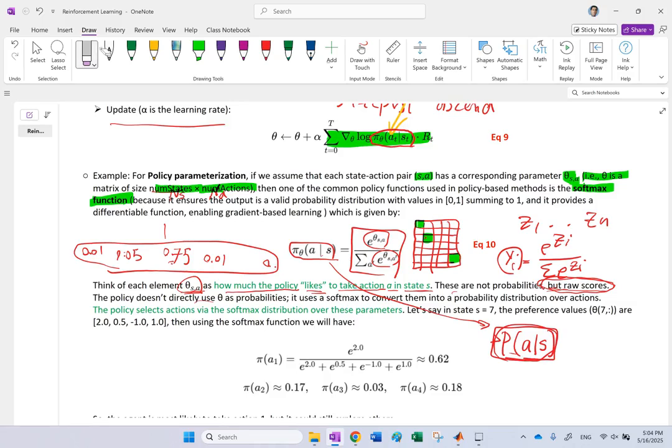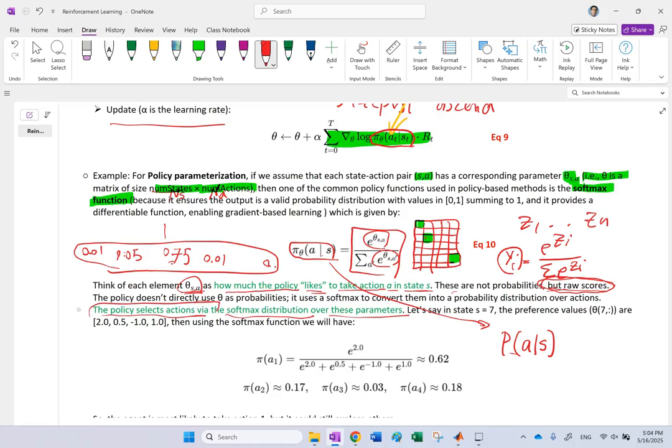So this is not exactly this, but the output of the softmax function, pi, is exactly a probability, and that is what we want, right? So for the policy, I can say that it would select the actions via the softmax function over these parameters. You pass the parameters to the softmax function, and that is going to be your policy.